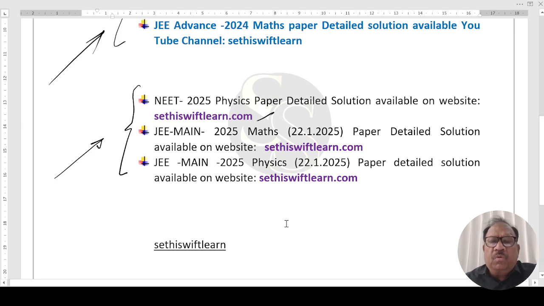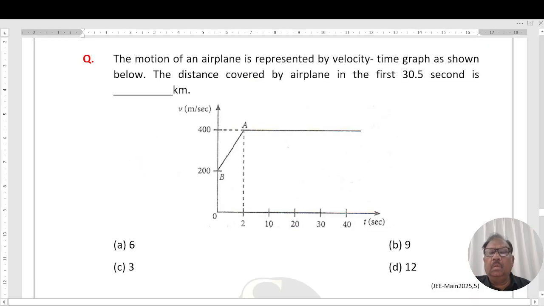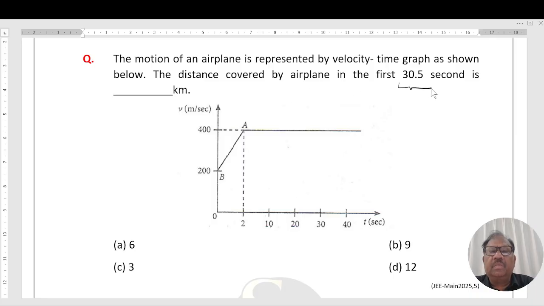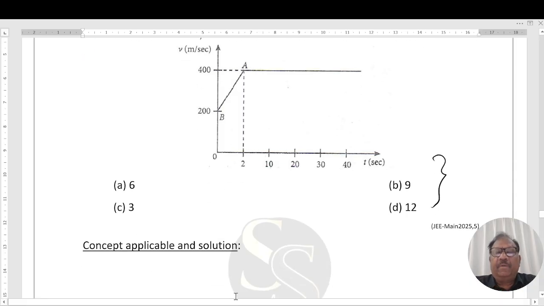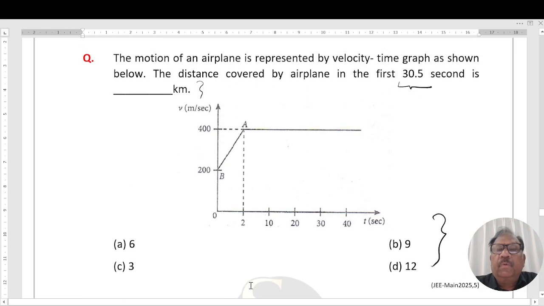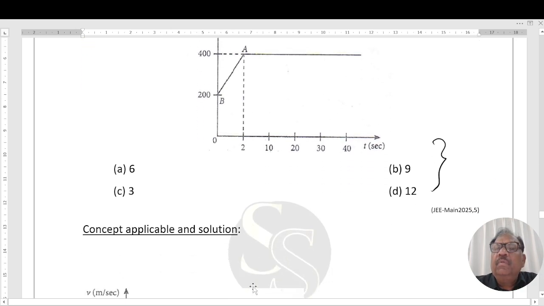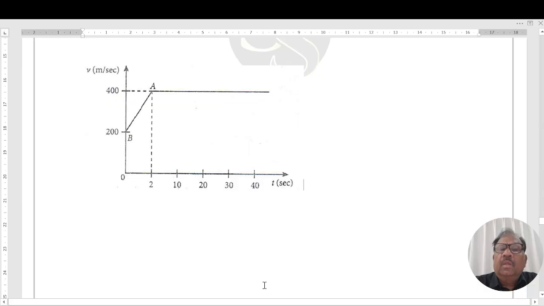Now let's start with the question. Question is, the motion of an airplane is represented with velocity time graph as shown below. The distance covered by the plane in the first 30.5 seconds is. Answer should be in kilometers. 4 options are given to you. One of the options is correct. Concept applicable in solution. We have to find the distance covered in the first 30.5 seconds.